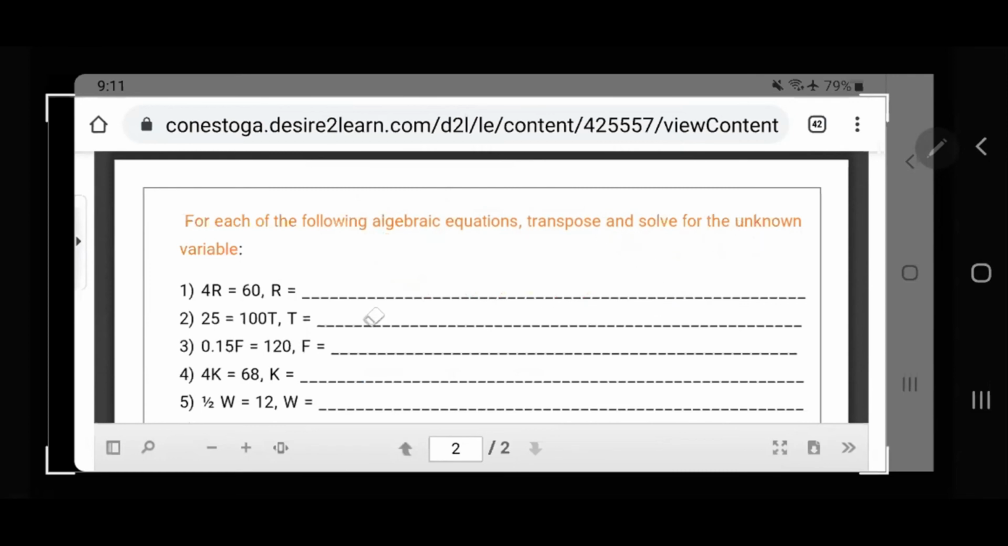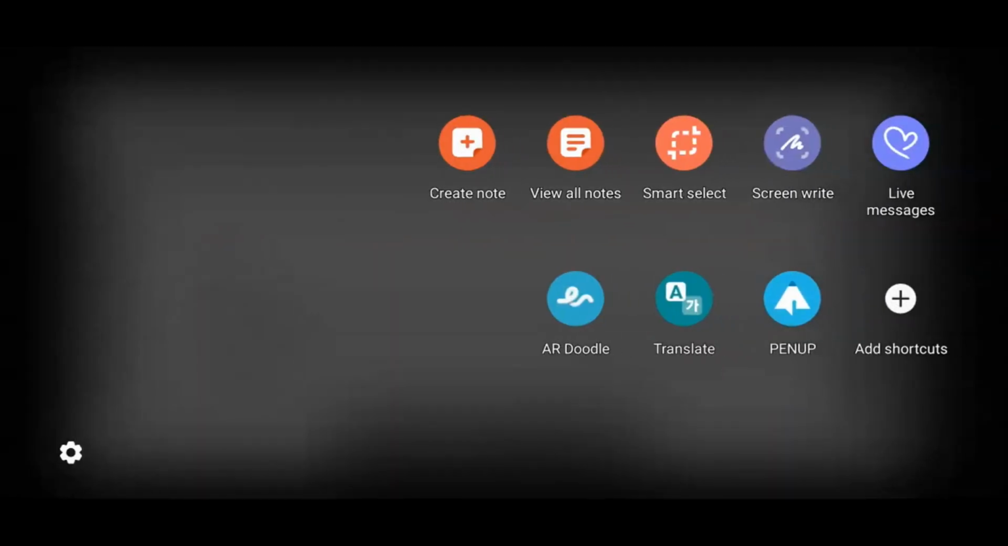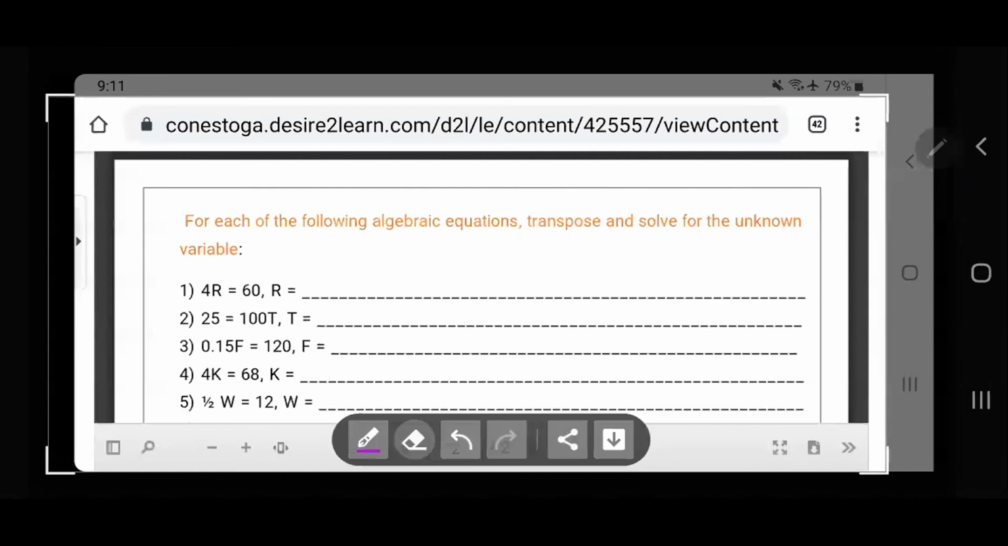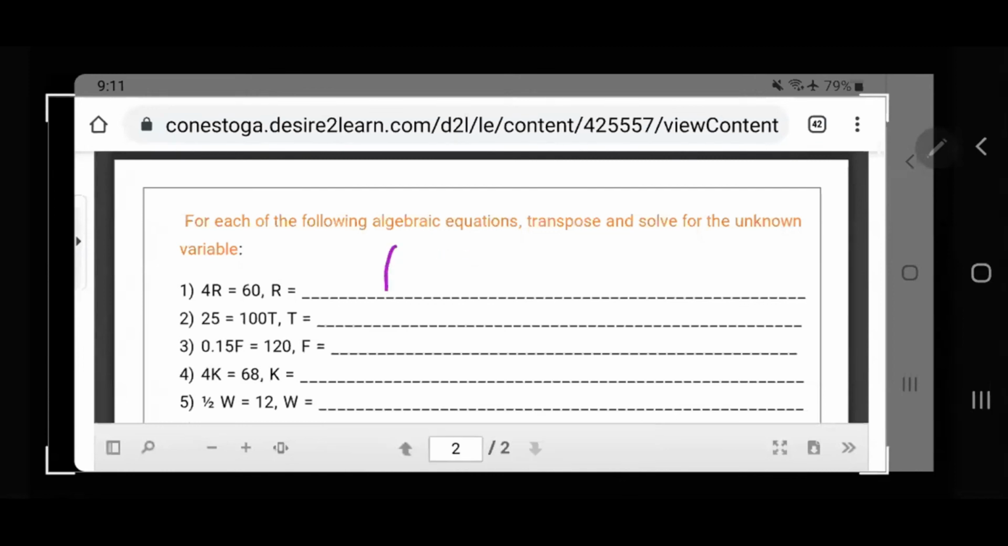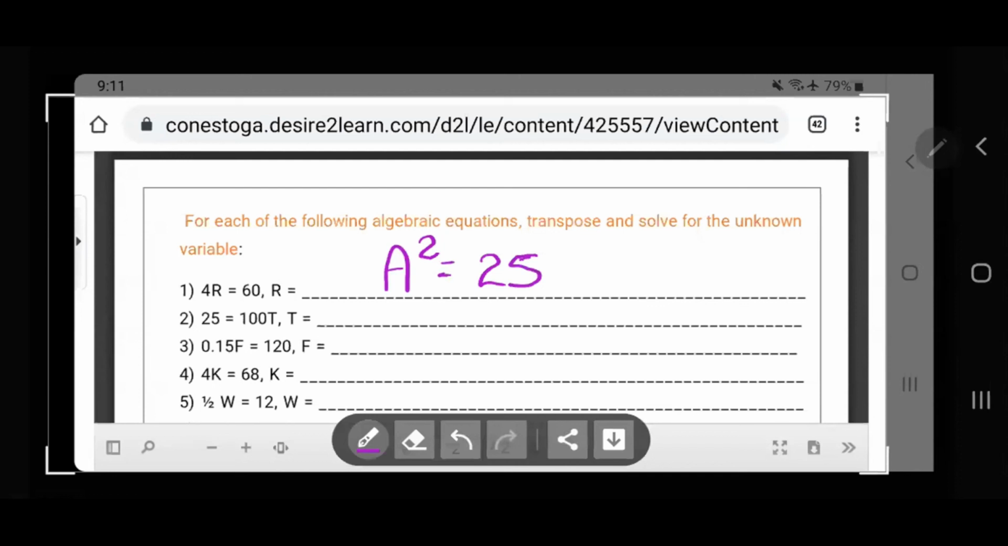If we have an expression where we have an exponent, let's say that we have the following: A squared is equal to 25. If I want to know what is the value of this variable, which is called a, whichever number that is a is going to be equal to a resultant, which is 25.